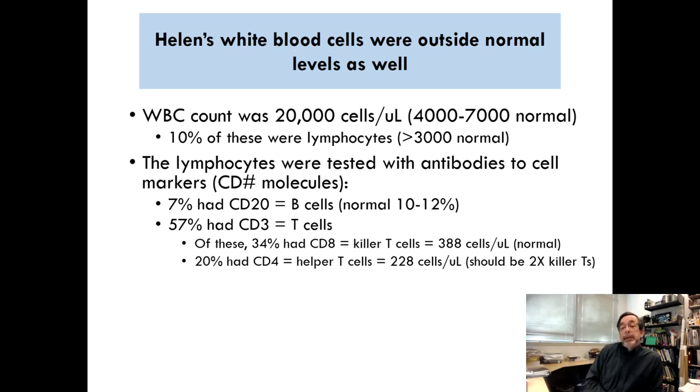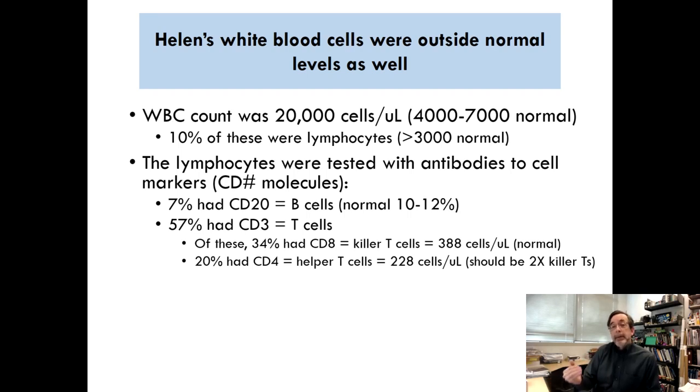The lymphocytes were tested with antibodies. By the way, the way that you tell which lymphocyte it is, you can't tell by looking at it under the microscope, right? So you give it an antibody to a particular marker. And there are certain molecules that are expressed on the surface of B cells, different kinds of T cells.